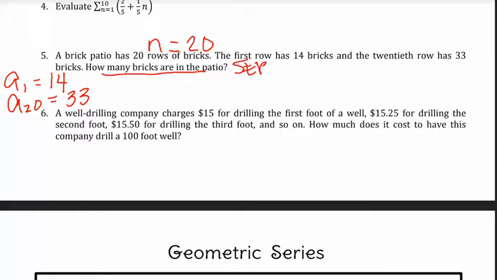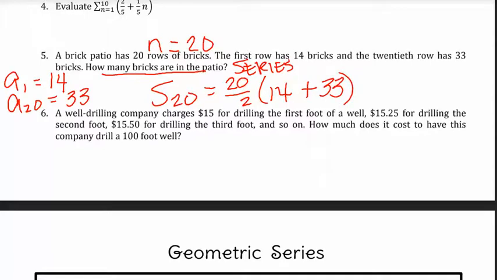That would be a series, because I want to add up all of the bricks. So I'm going to do S sub 20 equals 20 over 2 times a sub 1, which is 14, plus a sub n, which is 33. And if I type all of that in my calculator, I get 470. So there are 470 bricks in this patio.